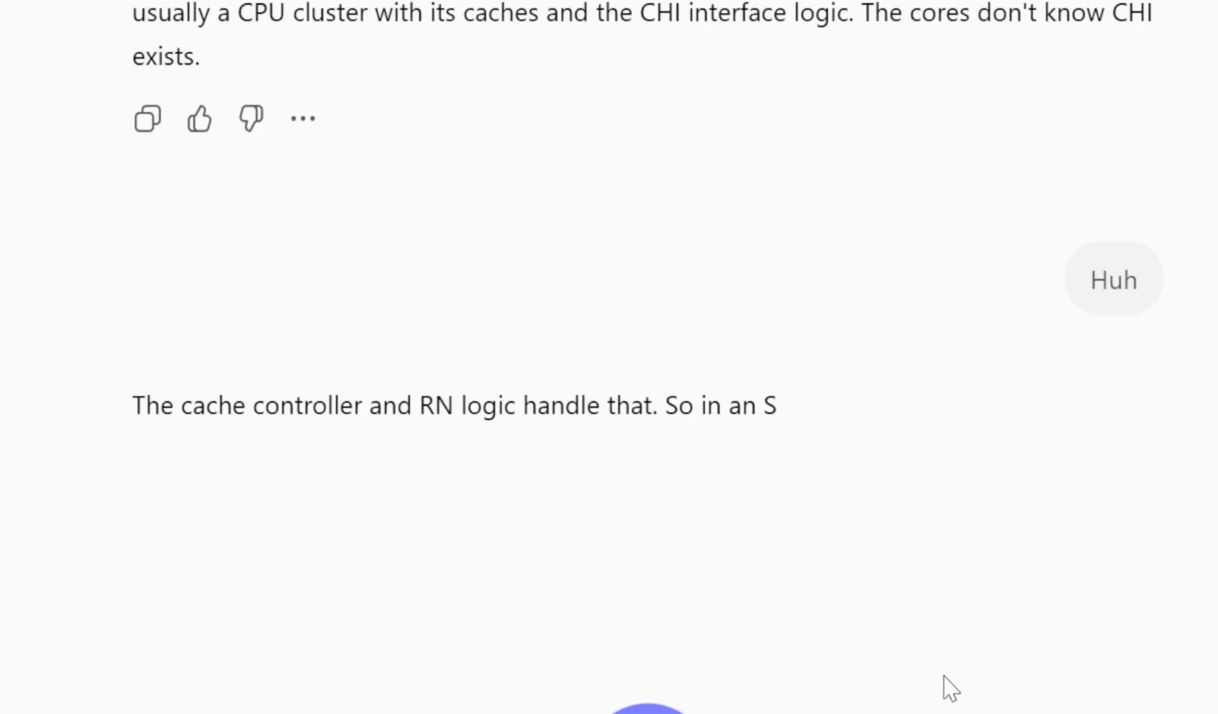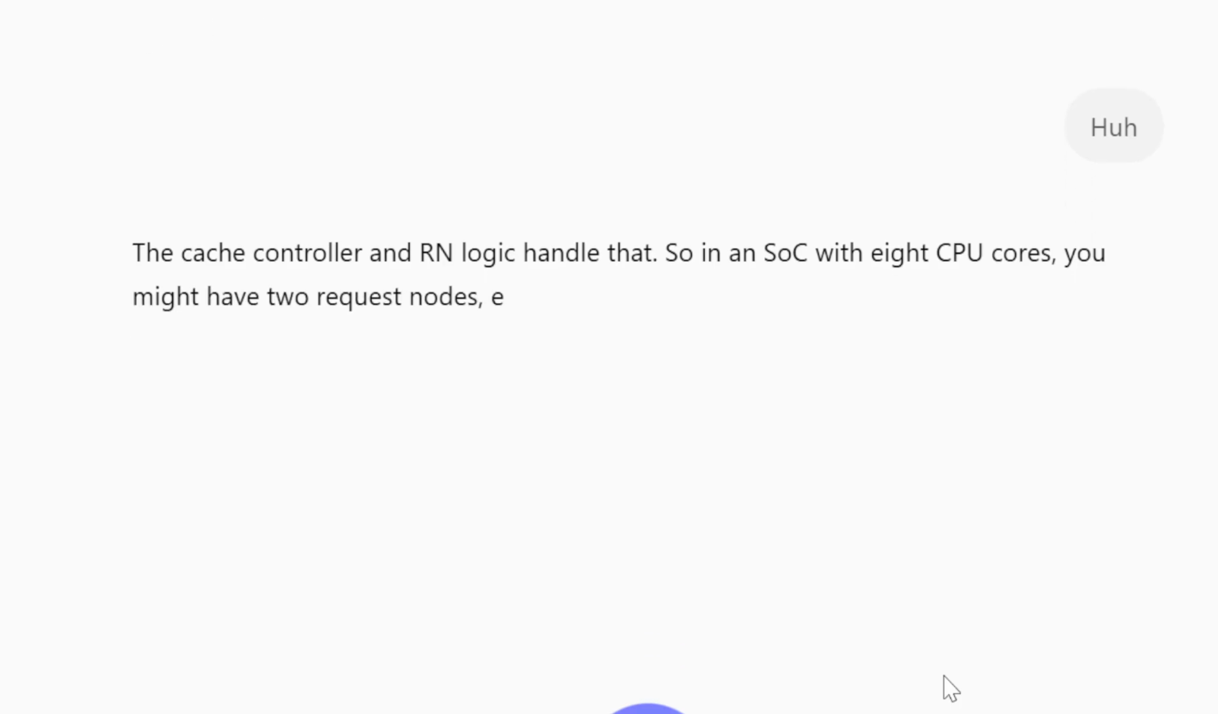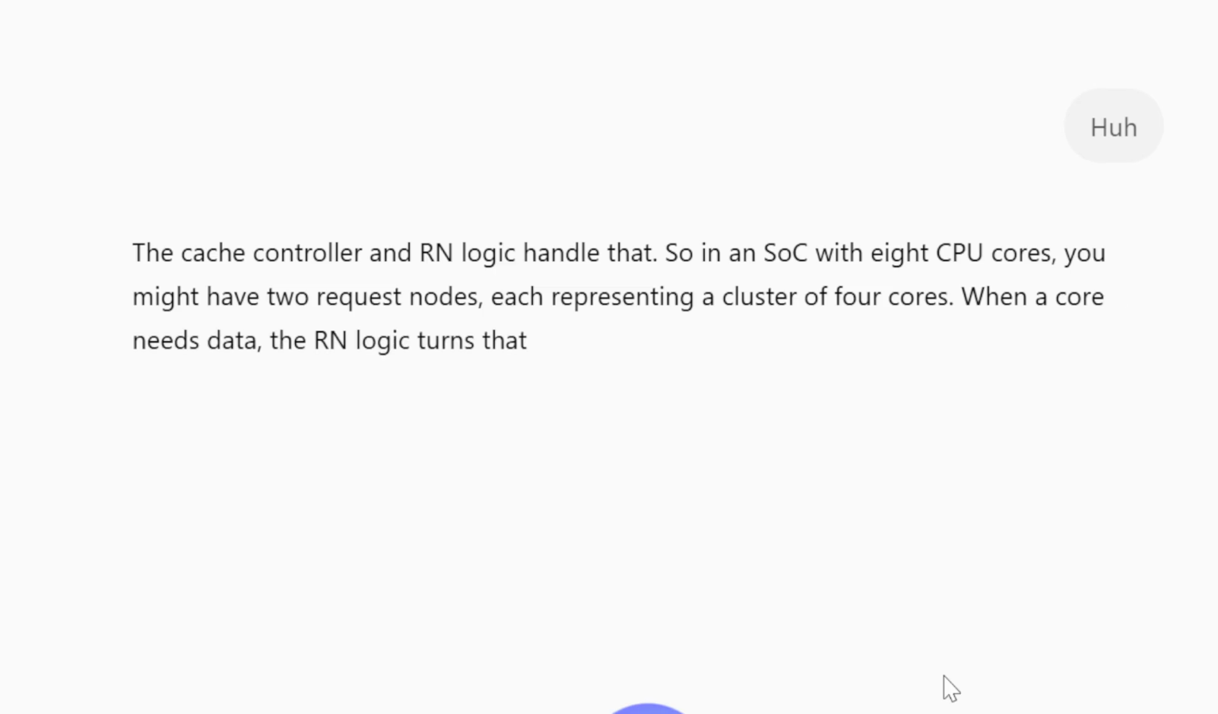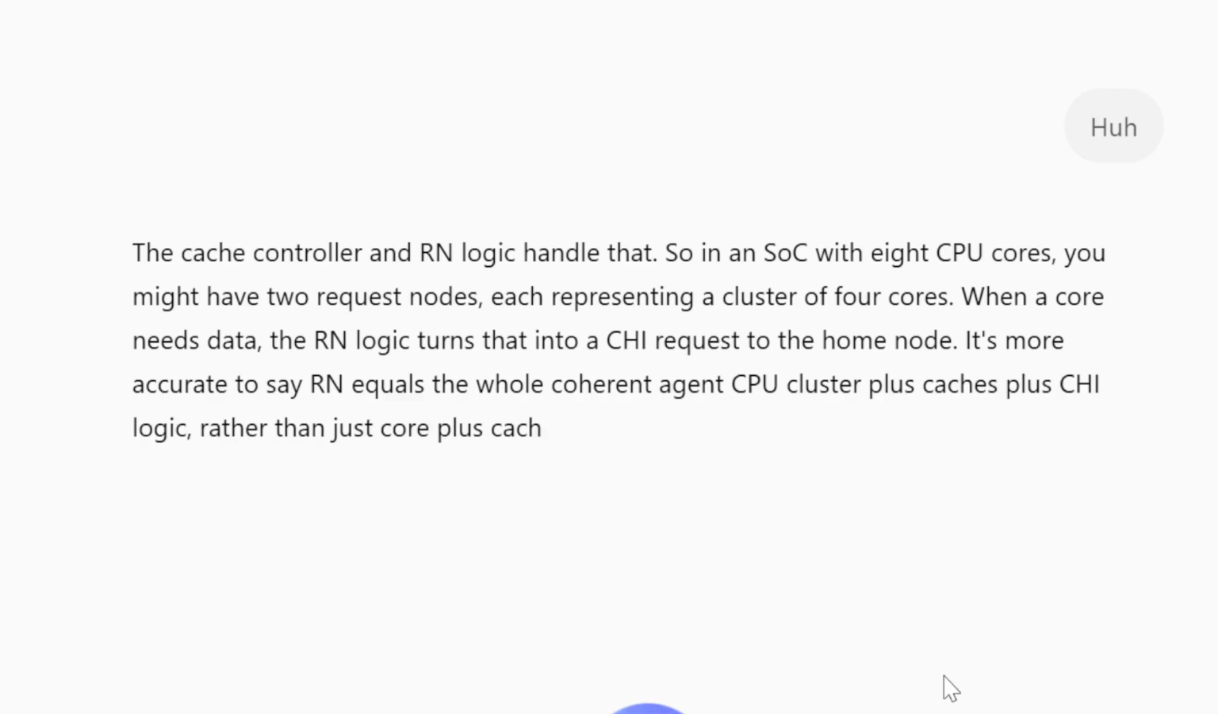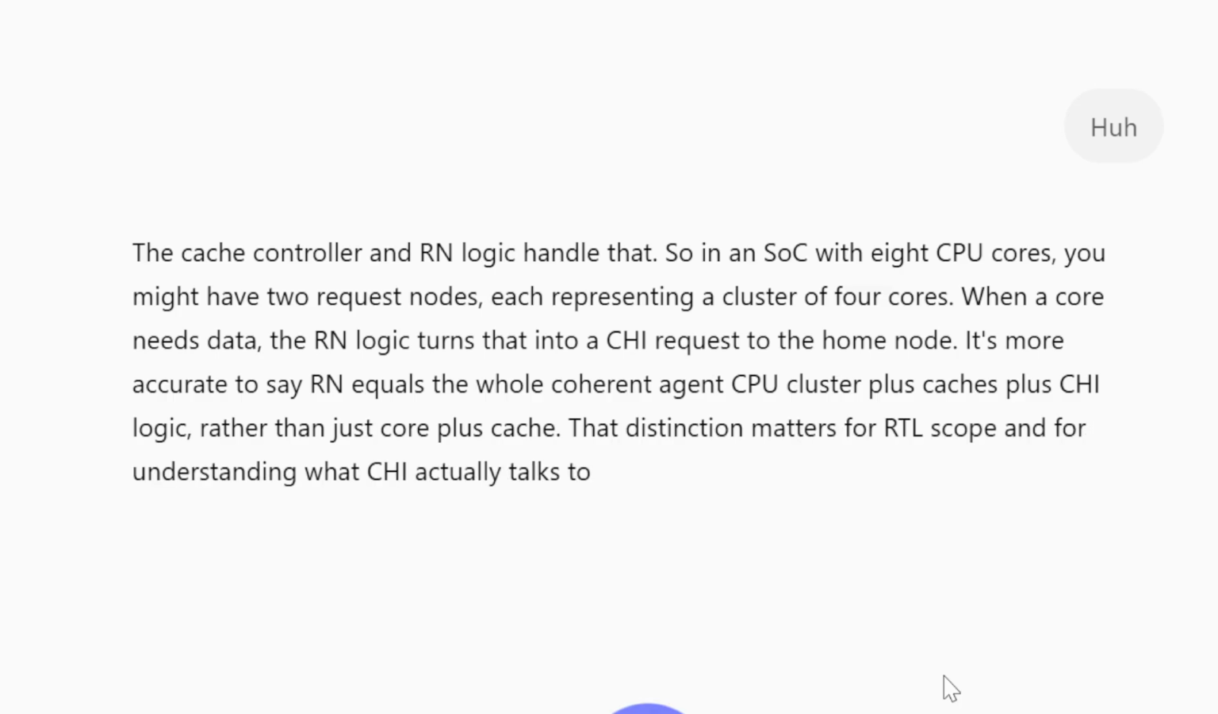So in an SoC with 8 CPU cores, you might have 2 request nodes, each representing a cluster of 4 cores. When a core needs data, the RN logic turns that into a CHI request to the home node. It's more accurate to say RN equals the whole coherent agent, CPU cluster plus caches plus CHI logic, rather than just core plus cache. That distinction matters for RTL scope and for understanding what CHI actually talks to.